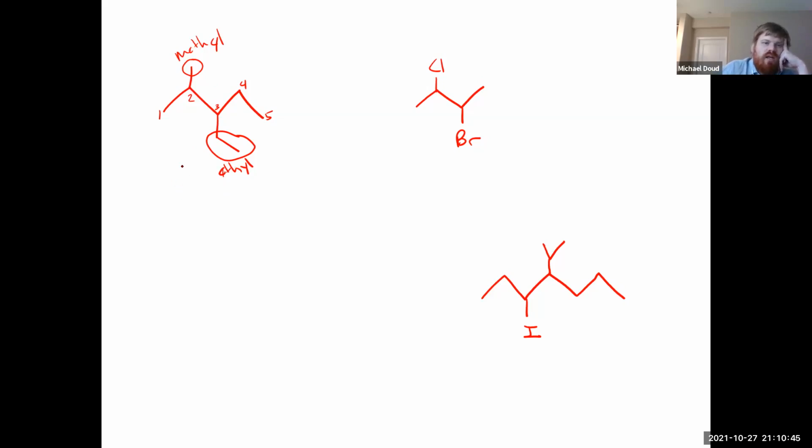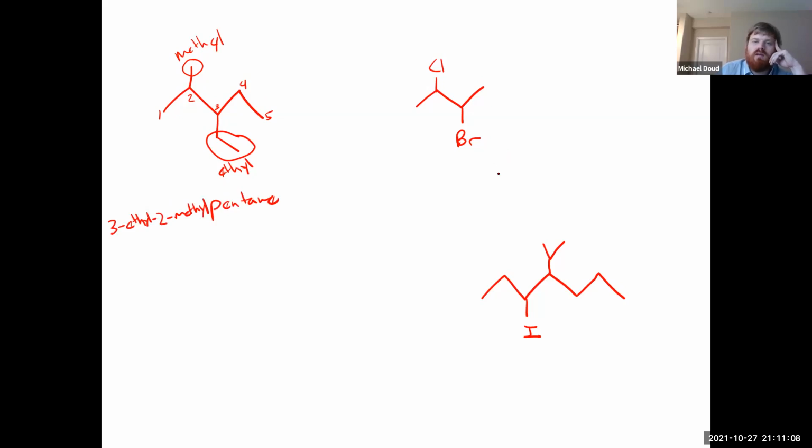Okay, so now we're ready to go ahead and number. So we start with our name. We know it's pentane. Then ethyl versus methyl. E comes before M in the alphabet. So we start with the name ethyl. So that's 3-ethyl. And then methyl is on 2. So that's 2-methyl pentane.